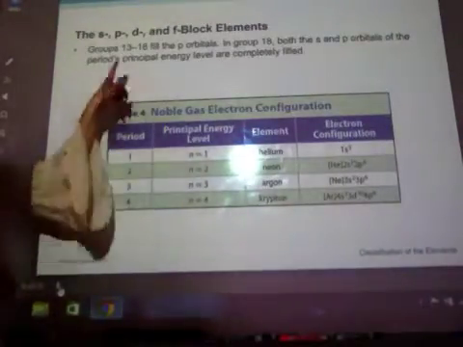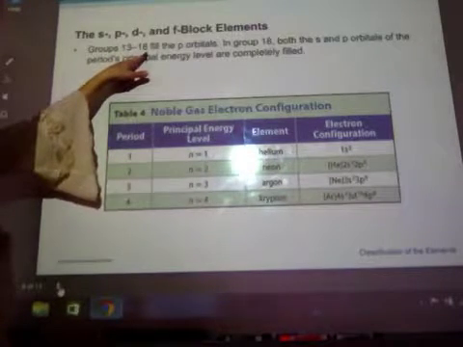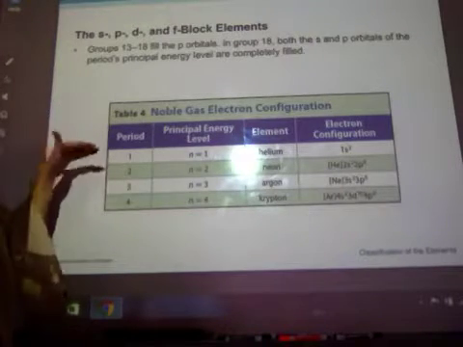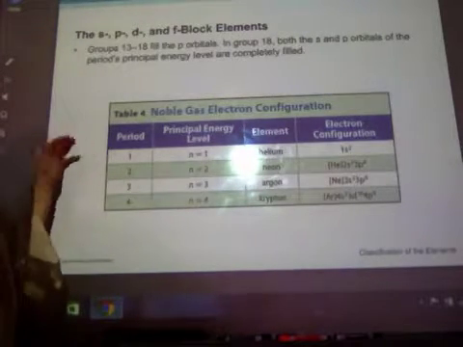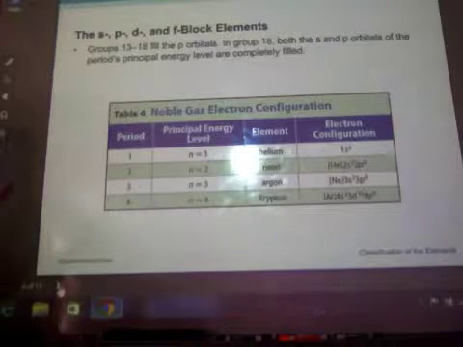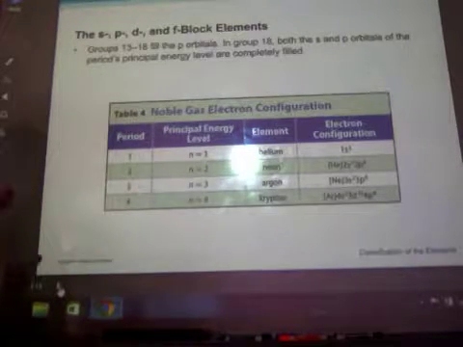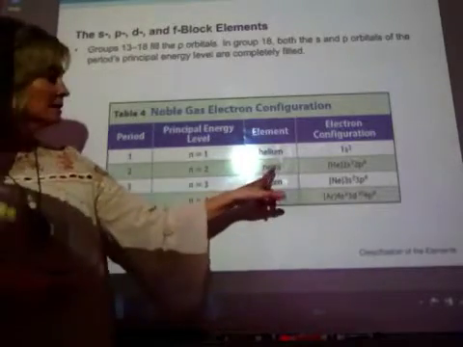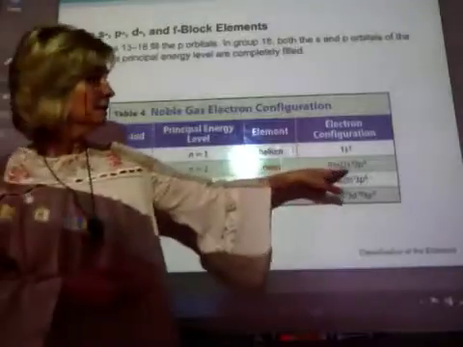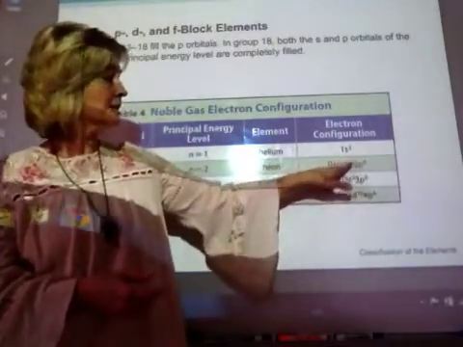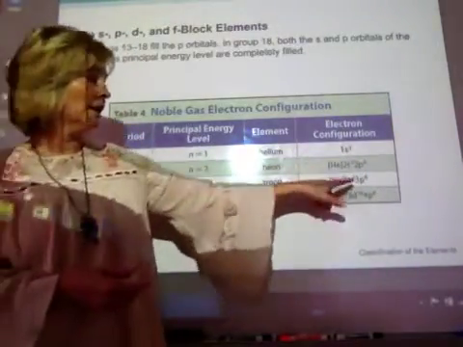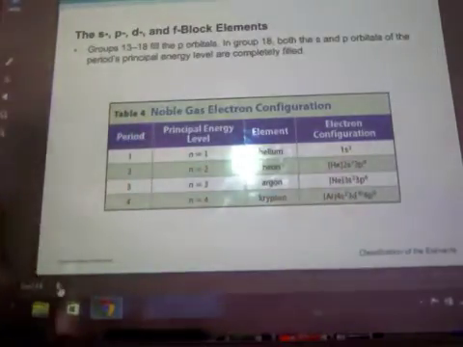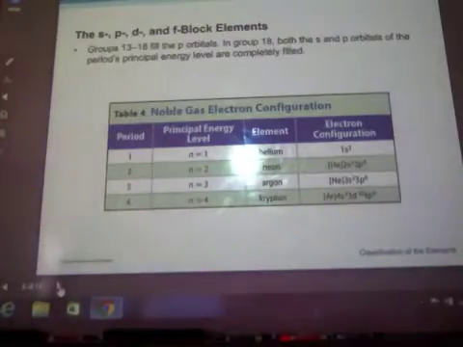Groups 13 through 18, or 3A through 8A, are your p orbitals. In group 18, both your s and p are completely full, and that's why they have 8. My s is full, that gives me 2. My p is full, that gives me 6. It is 8. So if I look at neon, here's my outer energy level: 6, 7, 8. If I look at argon, 6, 7, 8, everything is full, at the very end of my periodic table.